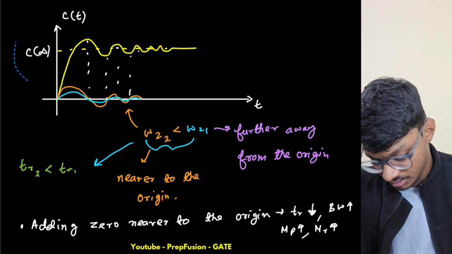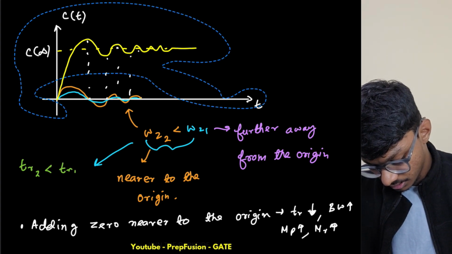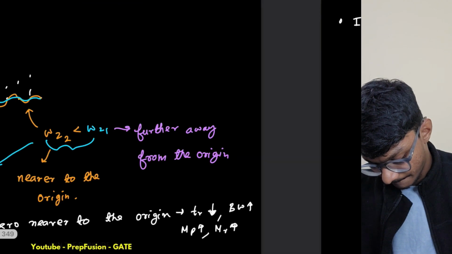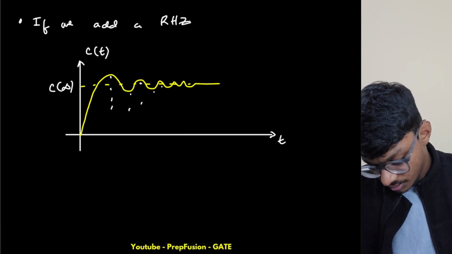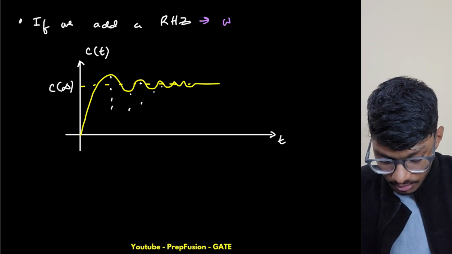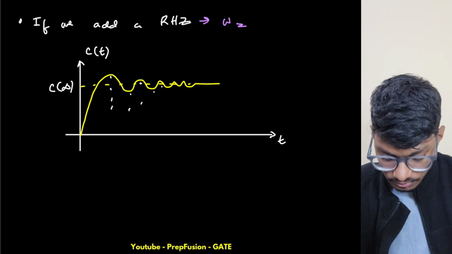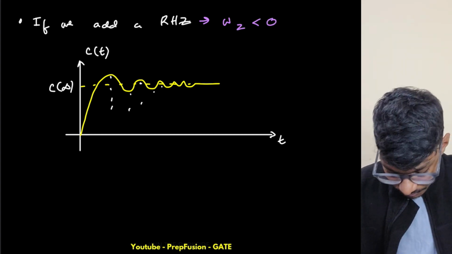Let me just copy this. I will tell you what will happen if I add a right hand 0. We have already done this once. So now my omega z will be negative.